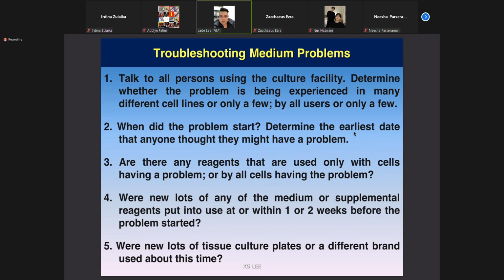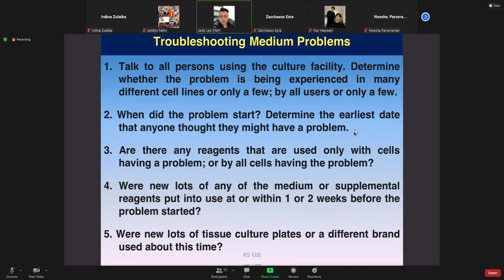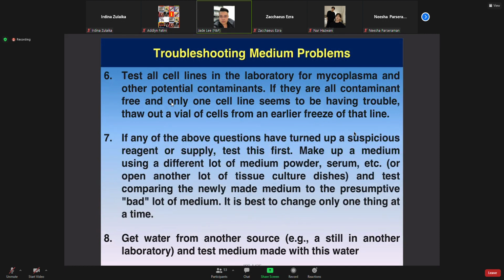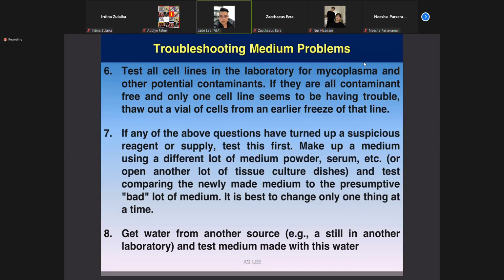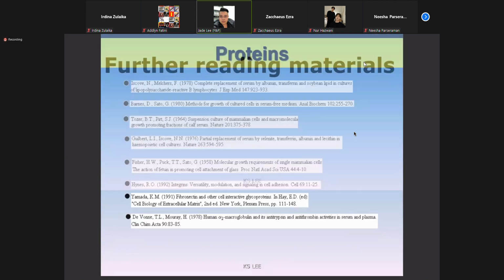What's happening? What went wrong at some point? You need to investigate that. These are the tips that you can refer to when you come to troubleshoot your media problems, because media problems happen quite frequently. Knowing the troubleshooting is very important so that you can rectify the problem much faster. These are the further readings that you may read.